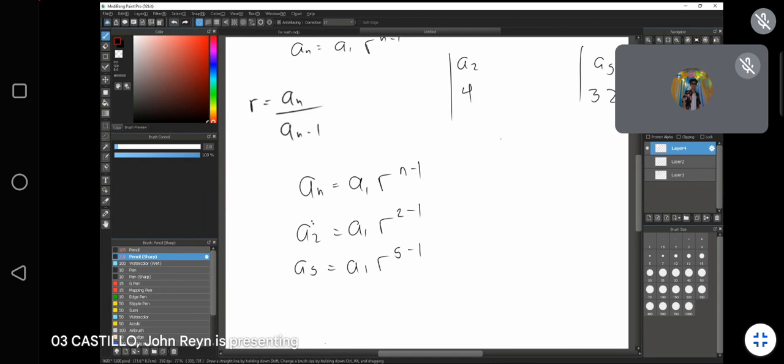So after that, we'll just replace this A2 and A5 with their values, 4 and 32. So what we're going to do now is divide them. We'll try to put the higher term in the numerator, so 3 A1 R to the 5 minus 1. Wait, 5 minus.